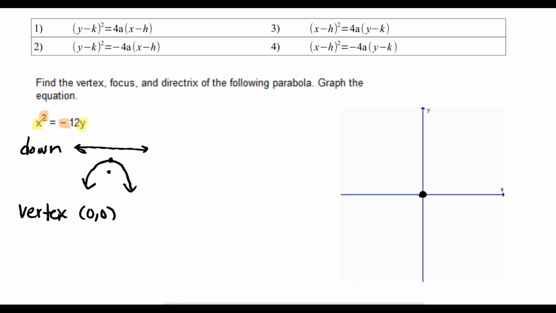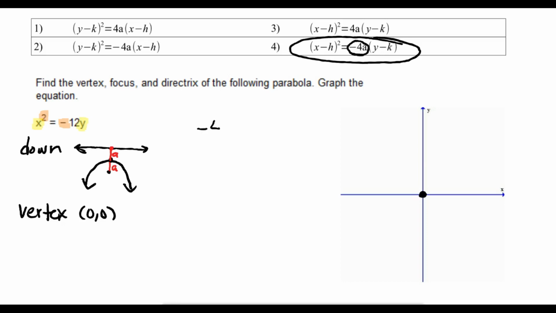So I know that the vertex of this parabola will be at 0, 0. A down-facing parabola will have this equation right here, the squared on the x, the negative attached to the y term, and this negative 4a is important to note. That value of a tells me the distance between the vertex and the focus, and also the distance between the vertex and the directrix. So I need to figure out that value of a.